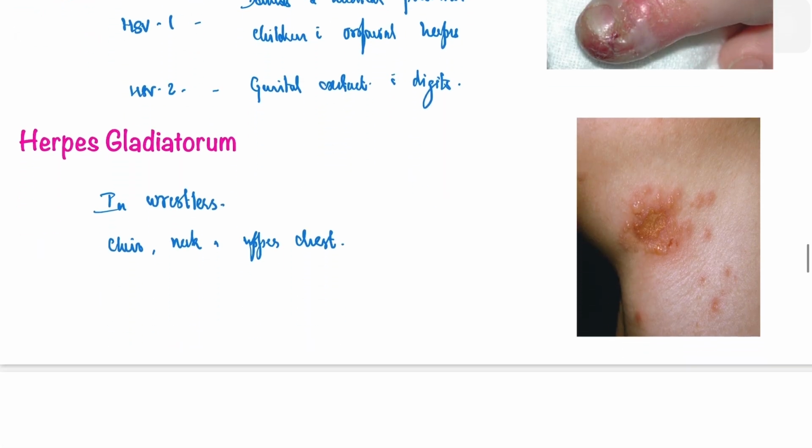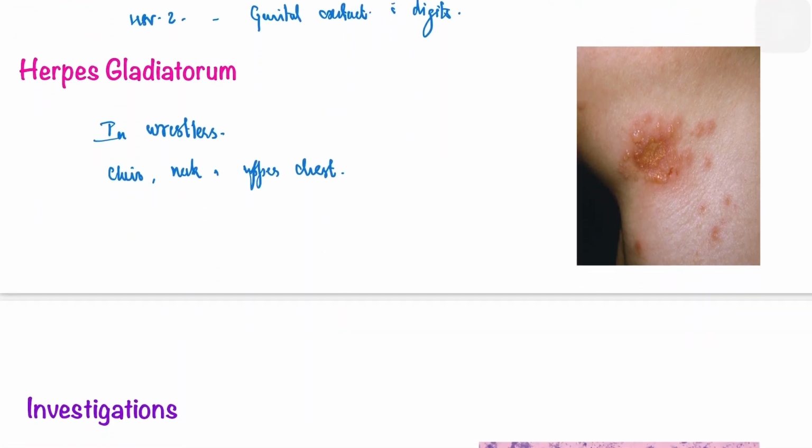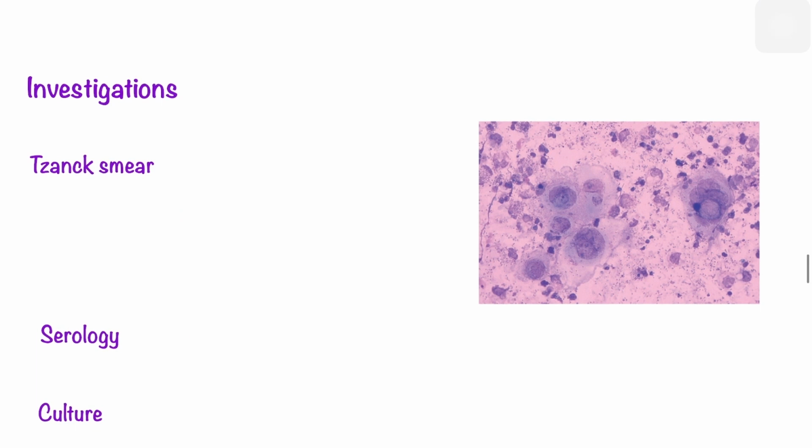So this is about herpes simplex virus clinical features. How do you confirm whether it's a herpes simplex infection or not? The bedside test is the Tzanck smear. You de-roof the blister, take the blister fluid, smear it on a glass slide and stain it. After 15 minutes, when you view it under the microscope, you would see multinucleated giant cells.